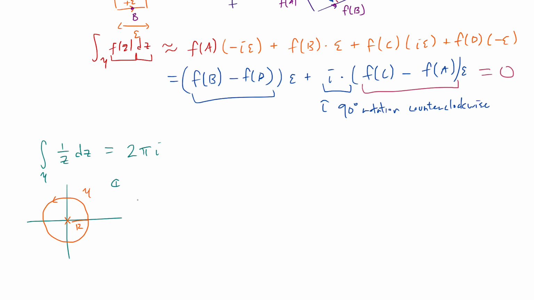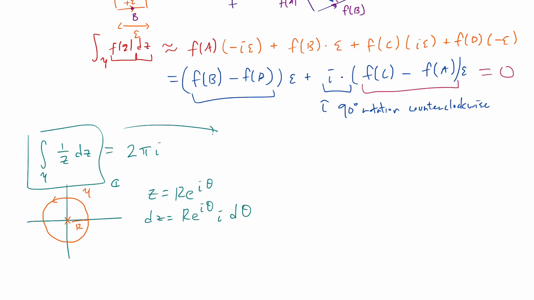The proof is easy. Let me do this really quickly. You just parameterize z as r e to the i theta, and this gets you dz being r e to the i theta i d theta. When you plug everything in, this turns out to be the integral where theta is rotating from 0 to 2 pi, of r e to the i theta i d theta divided by r e to the i theta, and this is 2 pi i clearly. So that's just a fast calculation.